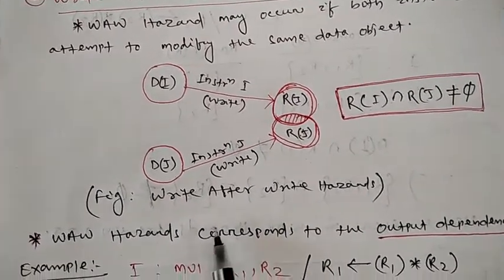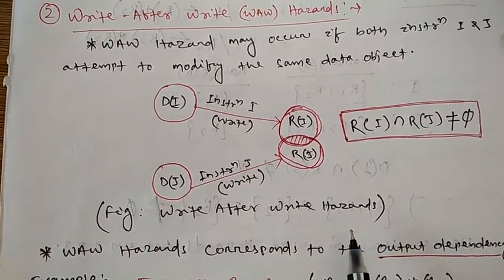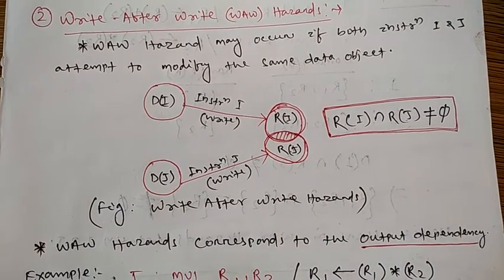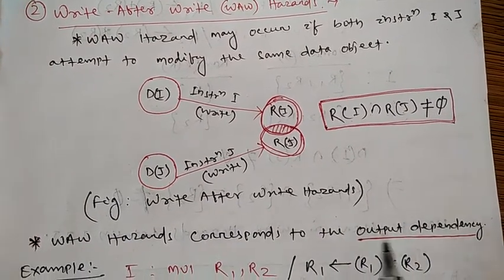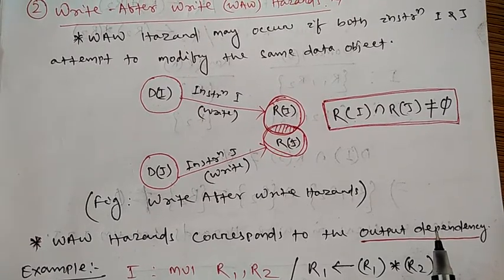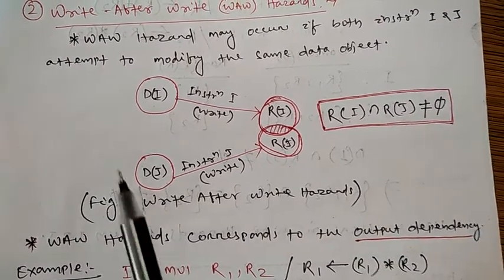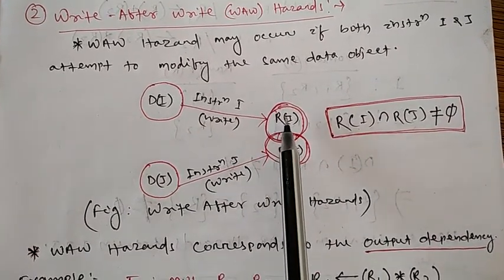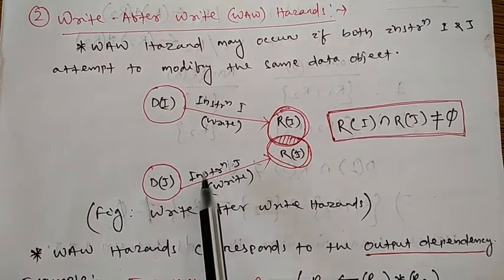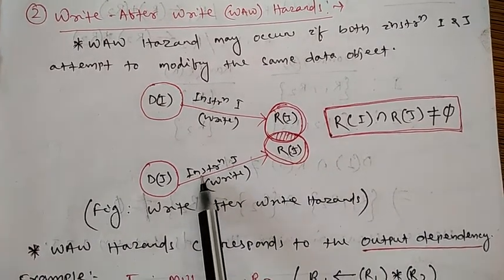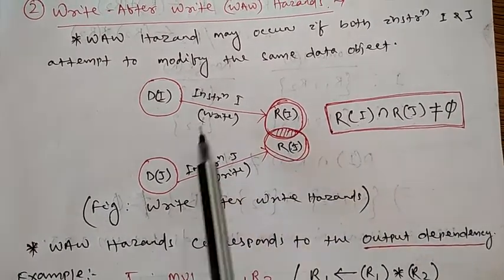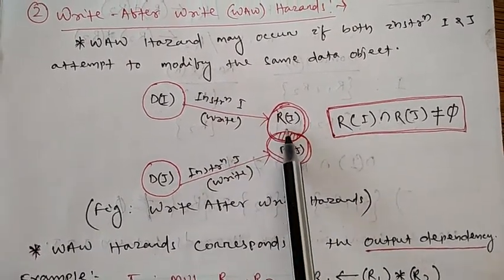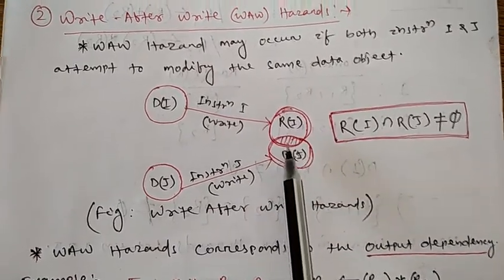So this is the diagram of right after right hazards. Listen carefully. And this is what? Output dependency. Right after right hazards correspond to output dependency. So why is it called output dependency? Because in the real scenario, after writing the I instruction, then j, the second instruction, has to write, but both are trying to write at the same time. So it will create what? Output dependency, because it is creating output, na? Both are creating output. So in this case it is called what?